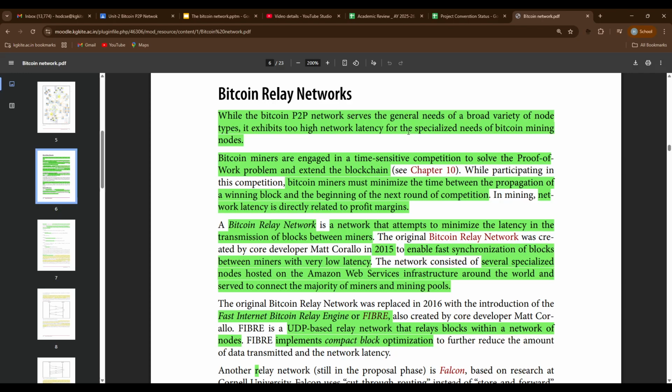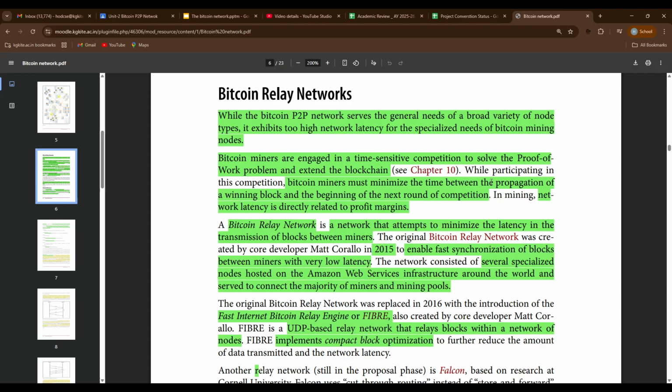The most important thing is, for example, if one particular miner has identified or validated a transaction, he has to relay it very fast and tell others that he found it, that he solved the puzzle. Only then will he get that portion of cryptocurrency. So the Bitcoin miner should minimize the time between the propagation, meaning sending, of the winning block and the beginning of the next round of competition. If something gets delayed, then he is not going to get the prize.